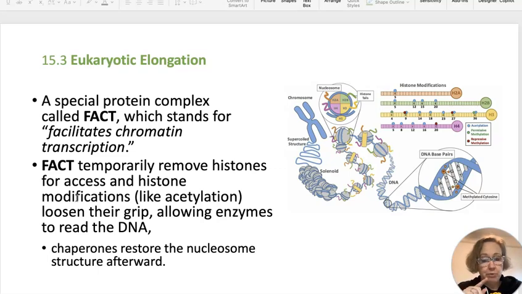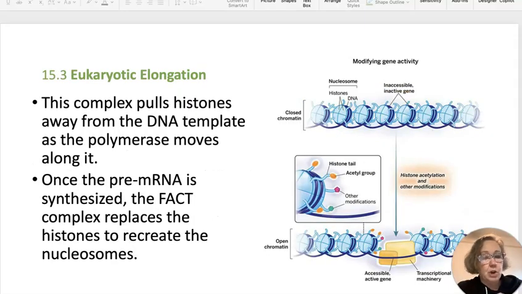You also have chaperones that will restore that nucleus structure after. Okay, so once we have our acetyl group, our histone, and we've unwound this, the FACT complex replaces the histones and it recreates the nucleosomes.